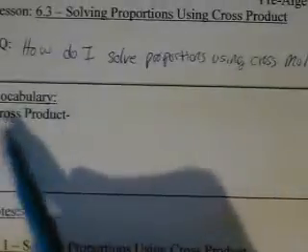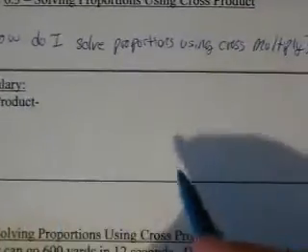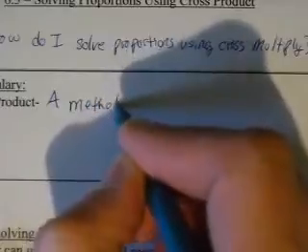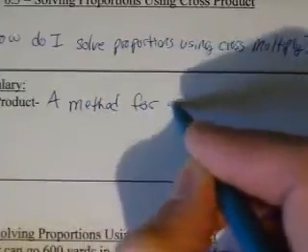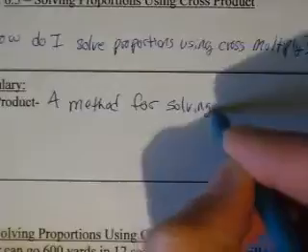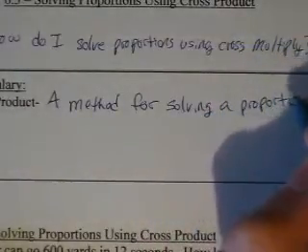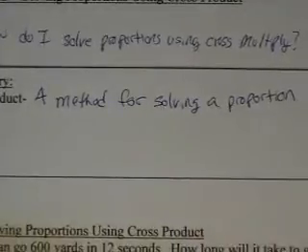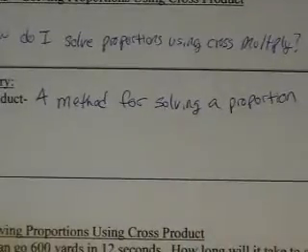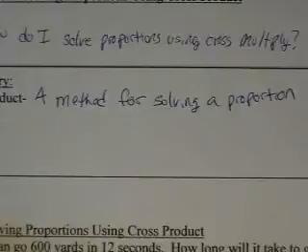Vocabulary, now that we actually have cross product as a vocabulary word, really all it is is just another method for solving a proportion. So it's a method for solving a proportion. Since we already have some background on this, I'm not going to go too terribly slow. Let's look at example 1.